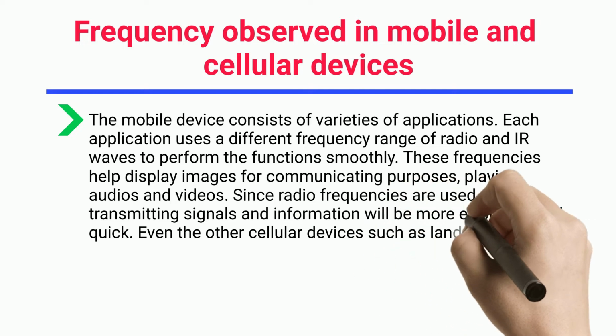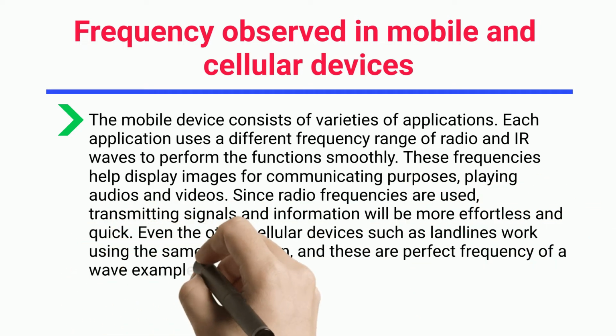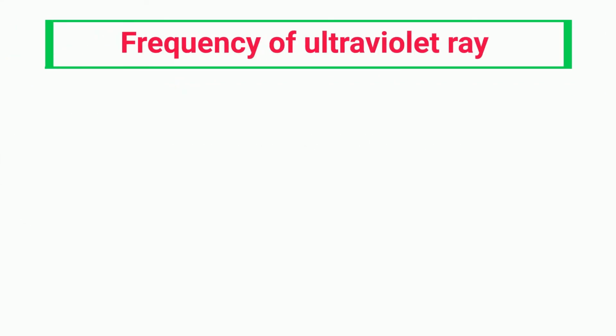Since radio frequencies are used, transmitting signals and information is more effortless and quick. Even other cellular devices such as landlines work using the same application, and these are perfect frequency of a wave examples. Frequency of ultraviolet ray.